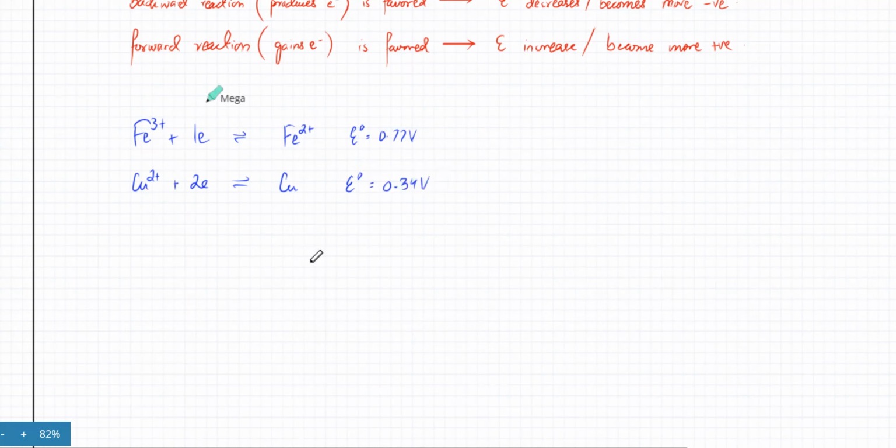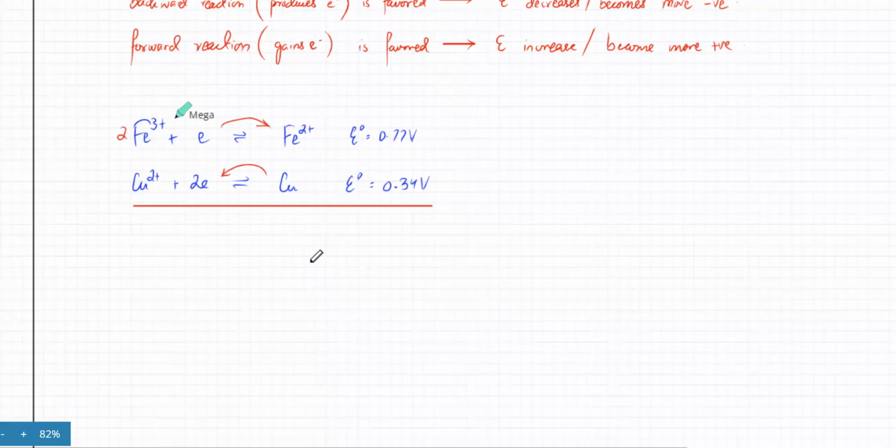So first you tell me, who's going to gain electrons, who's going to lose electrons? What's the overall reaction? Fe3+ is going to gain electrons. Yeah, so in the forward, and Cu it will be backward. And you need to multiply this by 2 so that the electrons are balanced. Now, one second.